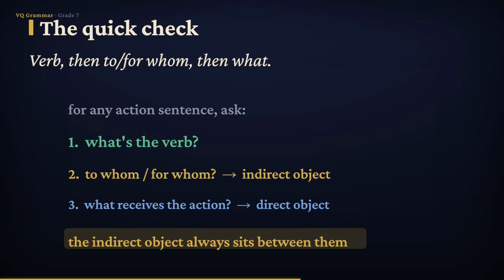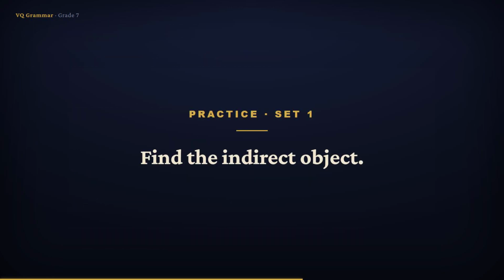Let's practice a few together. Time to practice. In this first set, find the indirect object in each sentence, the word that answers to whom or for whom. Remember, it sits between the verb and the direct object. Pause the video and try each one yourself before I reveal the answer.